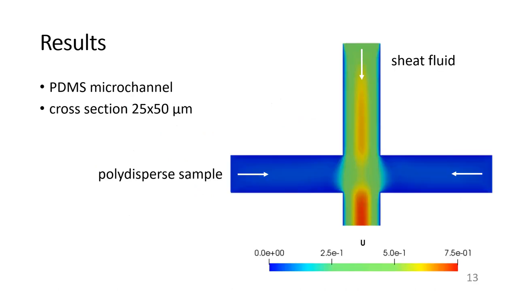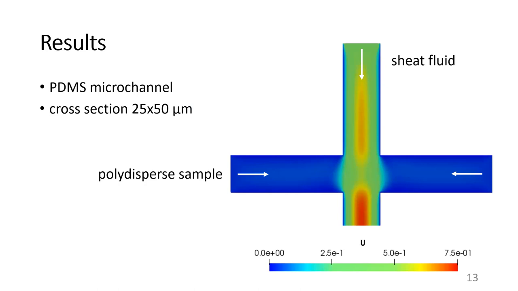Finally, we get to my results. So we have a PDMS microchannel. In cross section, it is 50 micrometers wide and 25 micrometers high. And this is only part of the crossing, where we have sheet fluid and polydisperse sample. And as you can see from the flow velocity field, the sheet fluid has much larger velocity, as I already said.